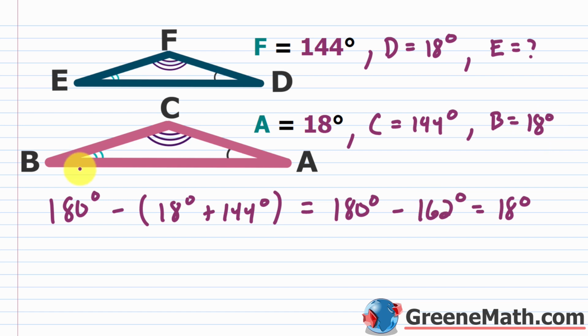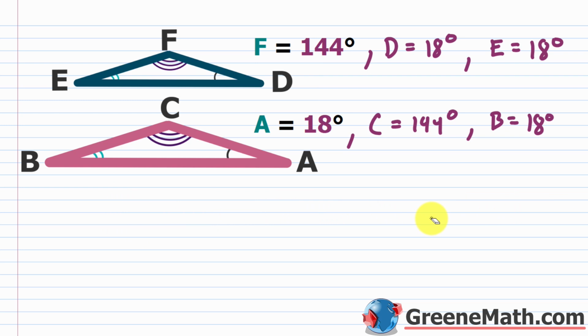And again, because angle B corresponds to angle E, they're going to have the same measure. So this is 18 degrees as well. So if you wanted to know the angle measure for all of these guys, well, in this bottom triangle, the measure of angle A is 18 degrees. The measure of angle B is 18 degrees as well. And the measure of angle C is 144 degrees. And then in the top triangle, the measure of angle D is 18 degrees. The measure of angle E is 18 degrees. And the measure of angle F is 144 degrees.